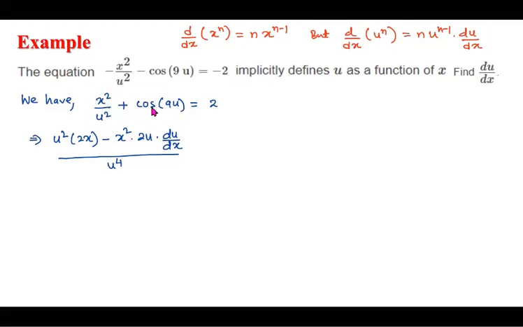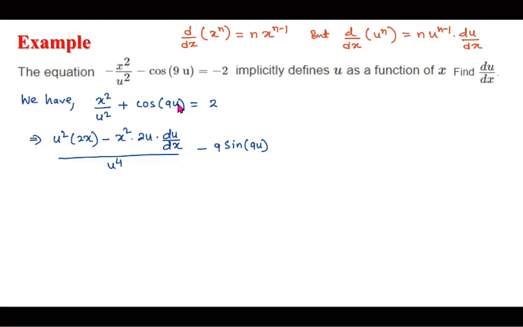Now let's go to the second one. This one, we have to use the chain rule. Okay, the derivative of cosine 9u will be negative sine 9u multiplied by the derivative of the inside function, multiplied by 9.